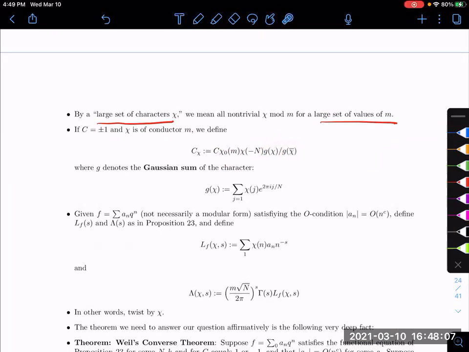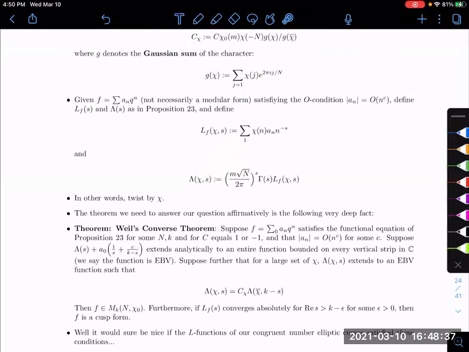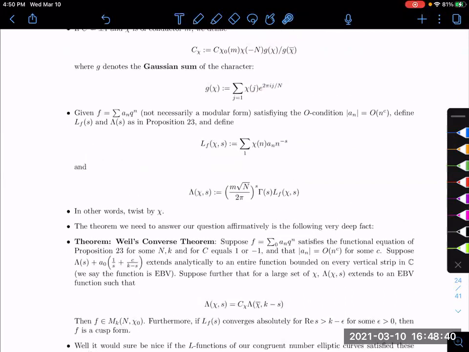What is this G of chi? It's the Gaussian sum of the character chi, which if you really want to know, here's the expression. You add up all the values of chi of j, starting at j equals 1, and you multiply by e to the 2 pi ij over n. And chi bar just refers to the complex conjugate of the character chi. I apologize severely for all the terminology and definitions, but you really do need it. And so we've got that out of the way.